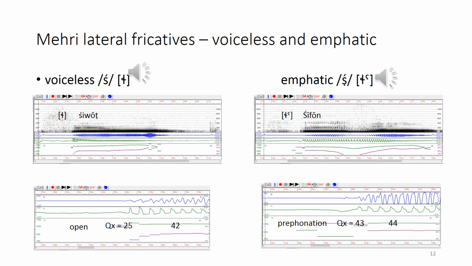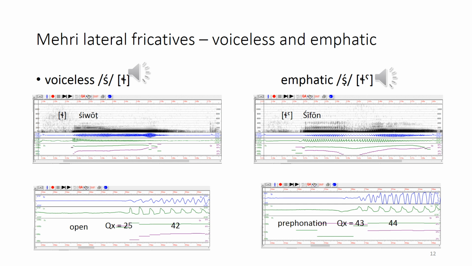The same QX difference is found in the Mehri natural fricatives, which sound like this. There isn't a voiced one in the language. So the voiceless one and the emphatic. The fricatives are in initial position and the panels underneath are zoom-ins at the onset of voicing for the vowel.